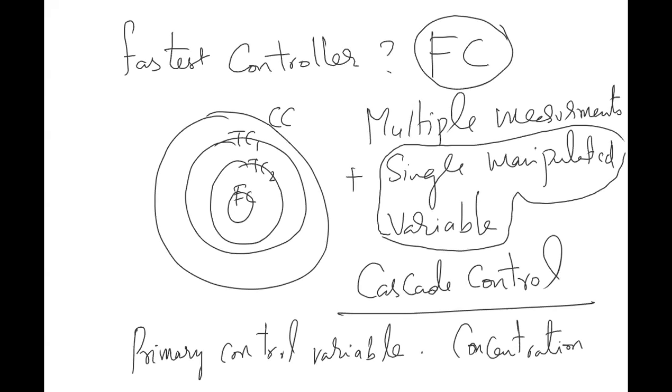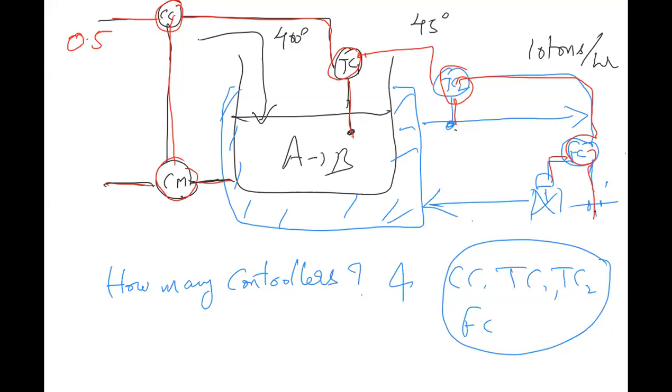Because the primary control variable is concentration. See, first you are controlling the concentration. How are you controlling the concentration? By controlling the temperature of the CSTR. First understand the system, then only will we appreciate the questions. How is the system working? The concentration is controlled by controlling the temperature of the CSTR.